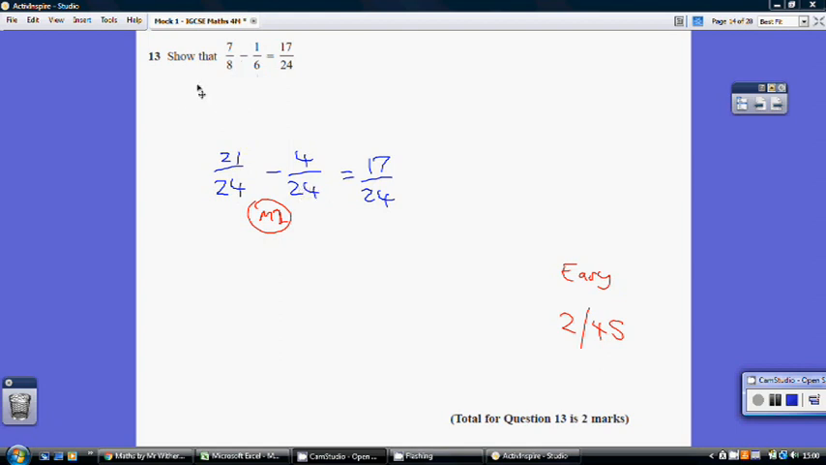So how do I turn my 8 into 24? I multiply it by 3. So to keep the fraction unchanged, I've got to multiply my numerator by 3 as well. 7 3s is 21. Moving on to the second term, 6 4s are 24. So multiply the numerator by 4 as well. 1 4 is 4. Now we've got a common denominator, we can just subtract the numerators, the top numbers. 21 take away 4 is 17 over 24, which is what we had to show.